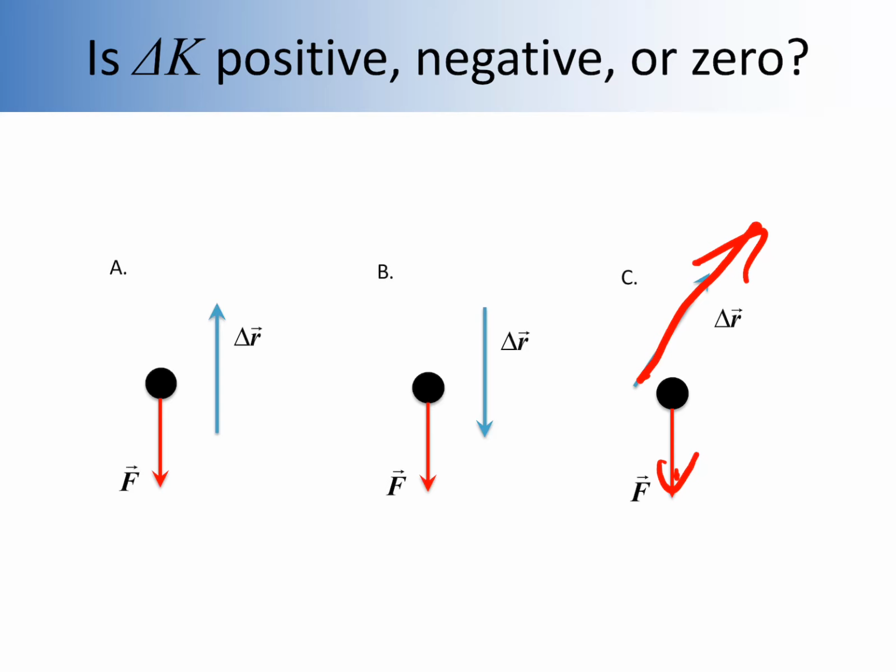Okay, now I will give you the answer. Case A, F pointing down, displacement pointing up. What's theta? Theta is 180 degrees. What is cosine 180 degrees? -1. So this one is negative work. And this one, F pointing down, displacement pointing down, so theta should be 0. Cosine 0 gives you 1, positive. This one, theta is somewhere between 90 degrees and 180 degrees. Cosine of this angle should also give you a negative answer, so it is negative.